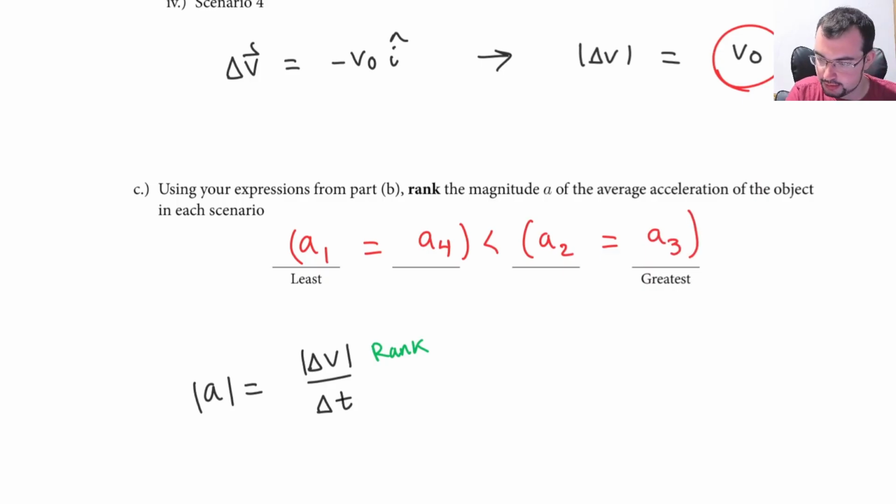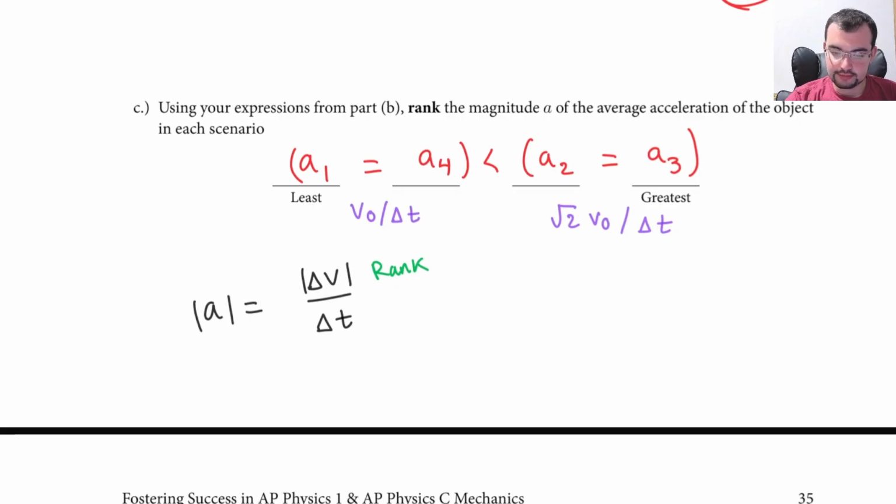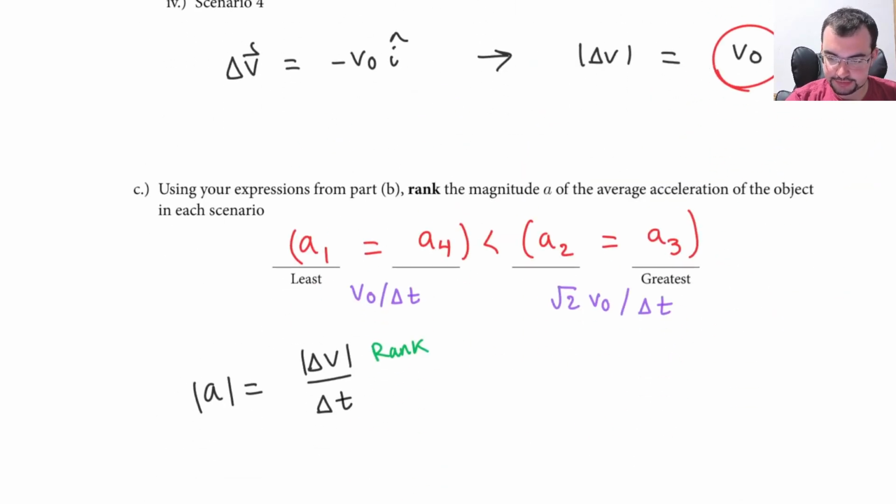This is kind of a tricky one compared to what we were doing before. Anytime we get symbols, it can be trickier. So this change was v0. Well, this acceleration would be v0 over delta t. This change would be root 2 v0 over delta t. I didn't ask you to justify.